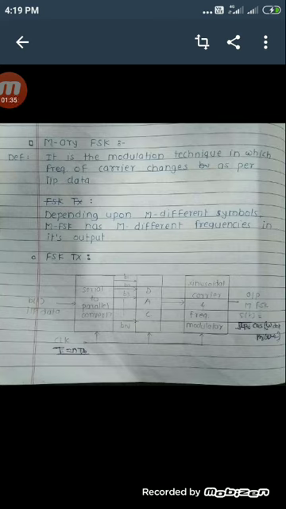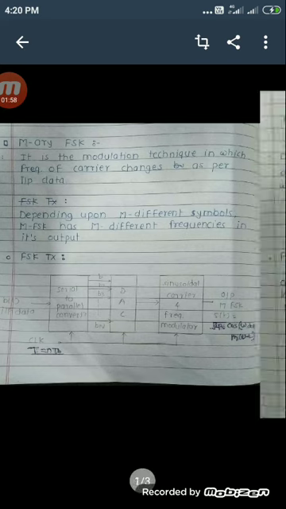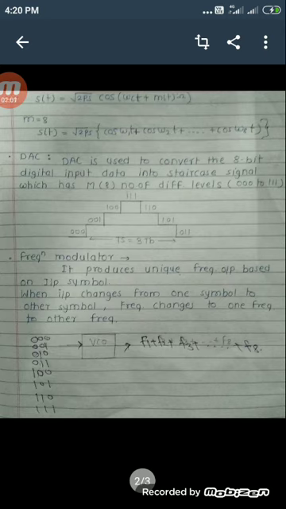With the help of that serial to parallel converter, first of all we convert the serial data into parallel data, that is b1 to bn. If n is equal to 8, then b1, b2, b3, b4 up to b8. Then that parallel digital data is applied to the digital to analog converter. Here the DAC is used to convert the 8-bit digital input data into a staircase signal, which has M equal to 8 different levels, varying from 000 to 111. So this is the use of the DAC.